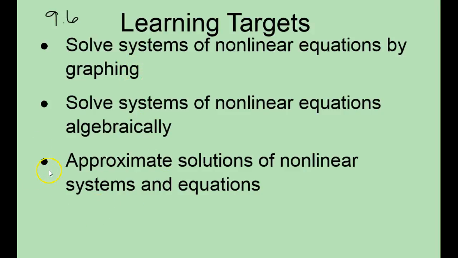And then our third learning target was to approximate solutions of those systems and equations. When I approximate them, I just start substituting in numbers that I think are close and continue to dig down until I get to the closest number I can. So now that we've gone through these learning targets, go ahead and work on your homework for 9.6.